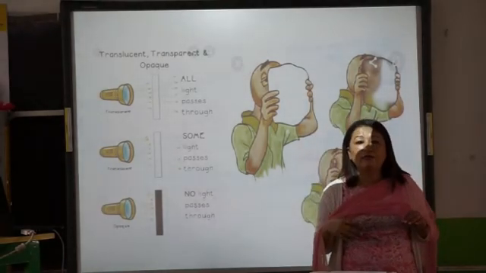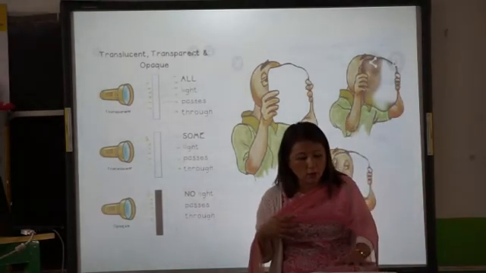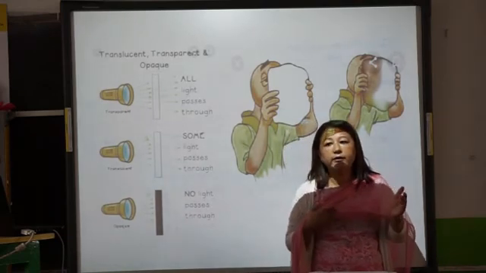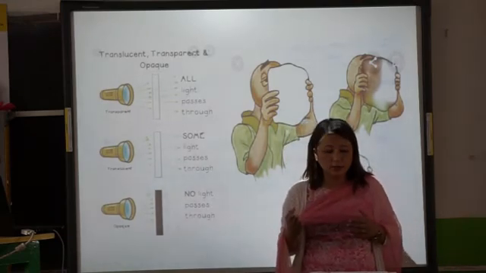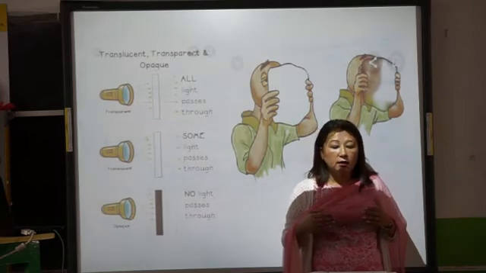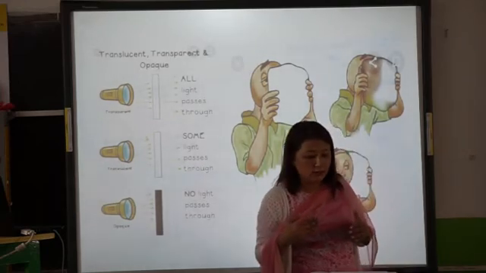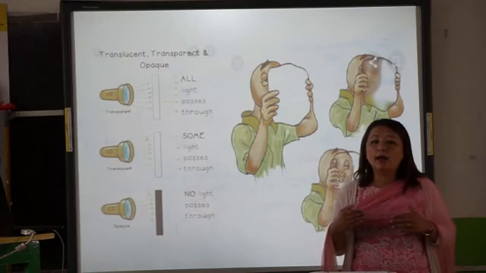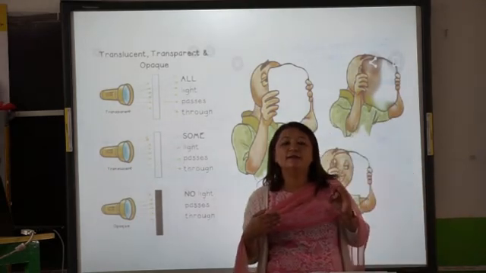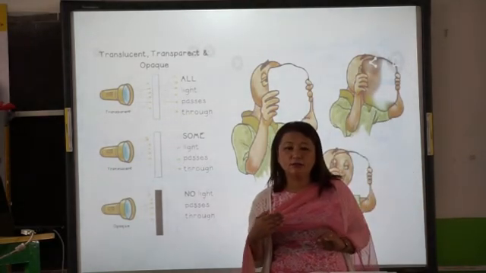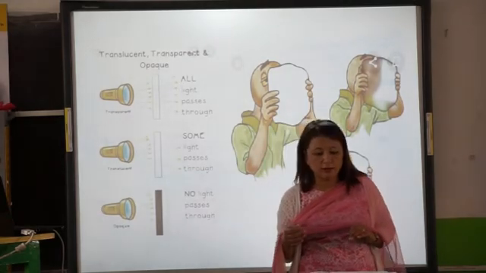So children, we learned how we see different objects, what luminous and non-luminous objects are, and the different classification of objects like transparent, translucent and opaque objects.